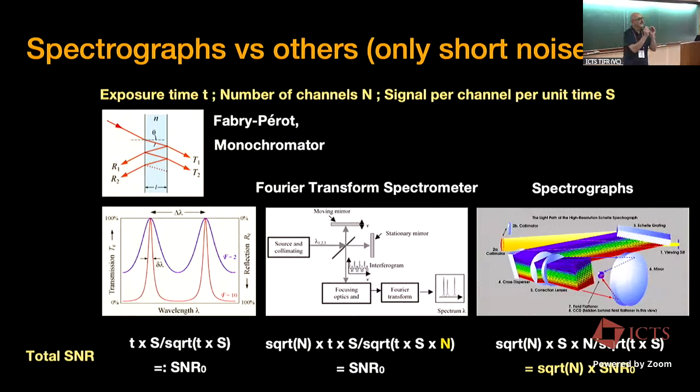Because I'm looking at each channel. For any channel, my signal is S. Sorry, that must be T. So the signal for every channel is S times T, and the noise is square root of S times T. And I have n channels, so my signal to noise increases by square root of n. Thank you for the typo.